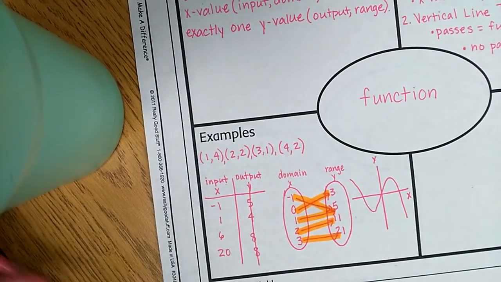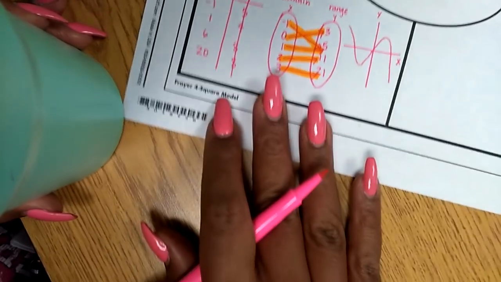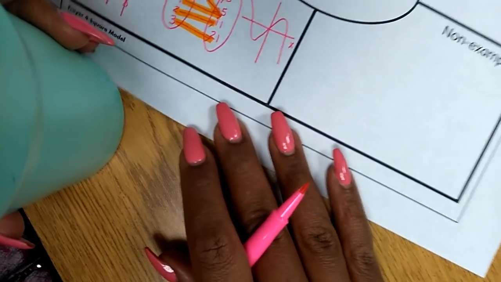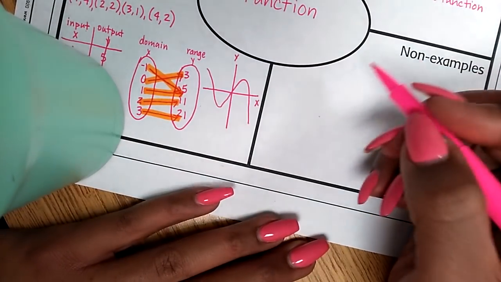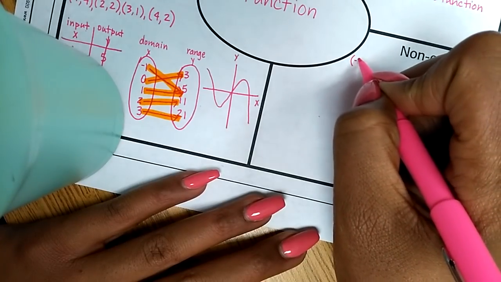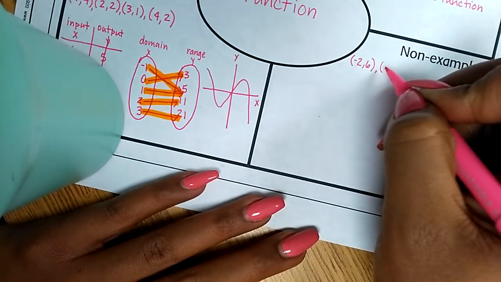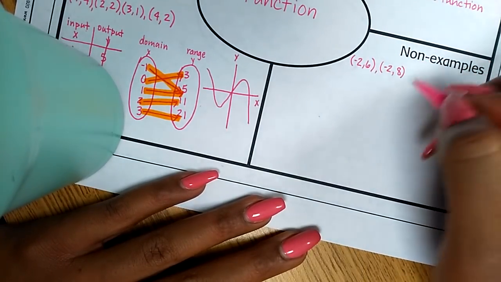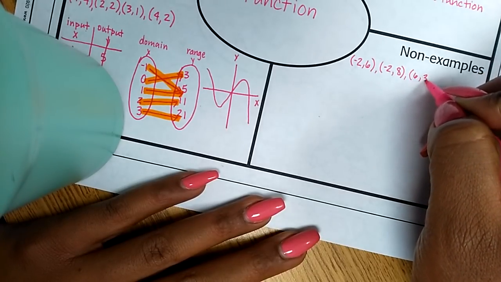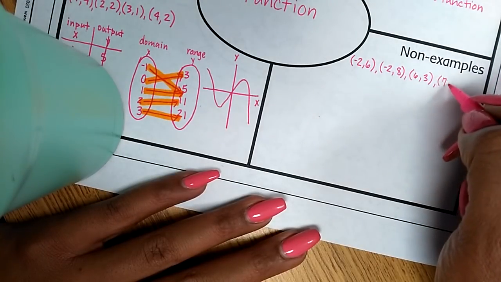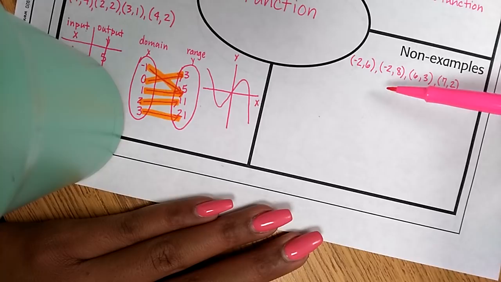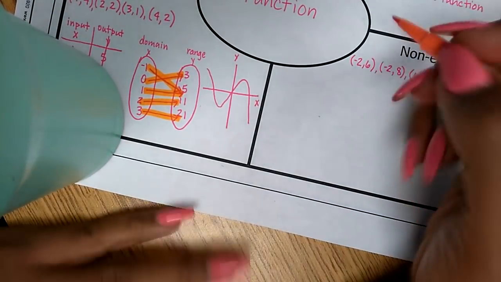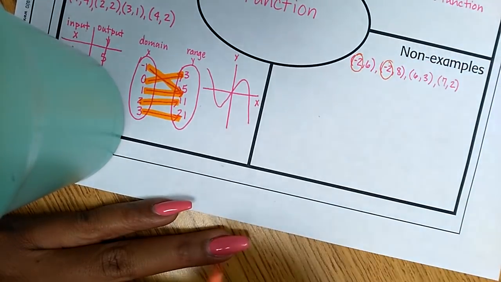Now, let's look at non-examples of functions. Let's look at a relation or ordered pairs again. In this set of ordered pairs, we have -2, 6, -2, 8, 6, 3, and 7, 2. If we notice, we have 2 -2's in the X place. This means we have repeating X's, and thus this is not a function.